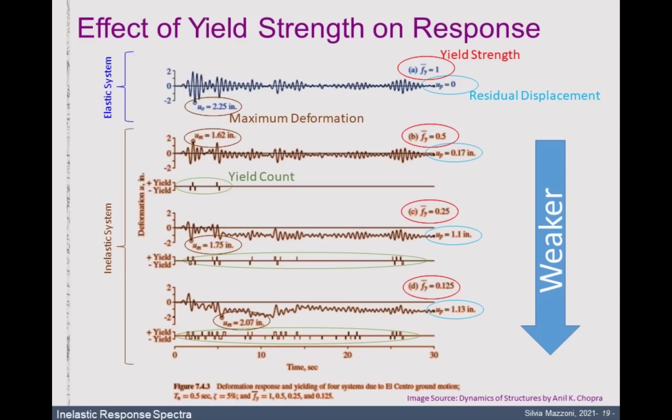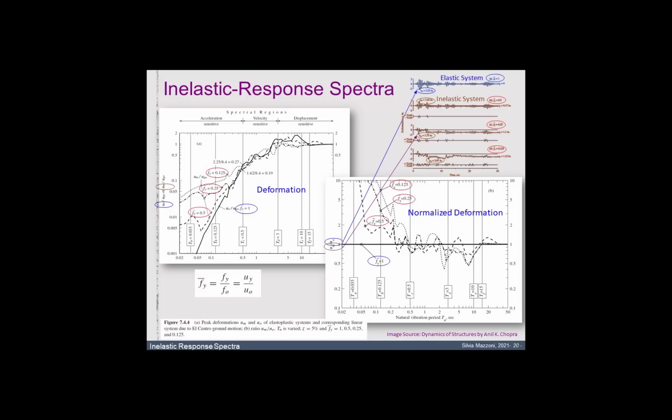And also the yield count is something that may be important to your structure. It really depends on your structural system and whether that's a metric that's important, but it is something that you can track. And you'll notice here, the weaker the structure, the more it's going to go into the nonlinear response. And that's very important because the weaker the structure, the more ductile you need to make it, because the ductility demands are going to go up. The inelastic deformations are going to go up. And so that's when it comes in, and now we build these inelastic response spectra.